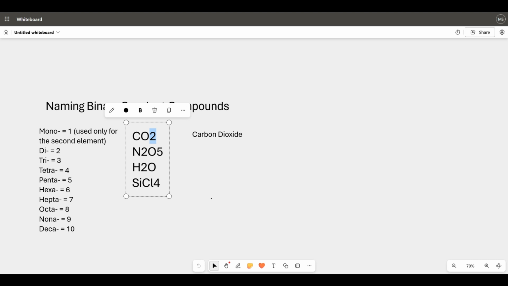So we have carbon and oxygen. Right here, we have nitrogen and oxygen. Now we have hydrogen and oxygen. And we have silicon and chlorine. So first you need to name and identify these elements and how much there are. So we notice there's 2, there's 5, there's 2, and there's 4. Now we use prefixes to show the number of atoms for each element. And here are all the prefixes. In fact, these are Greek prefixes from 1 to 10.